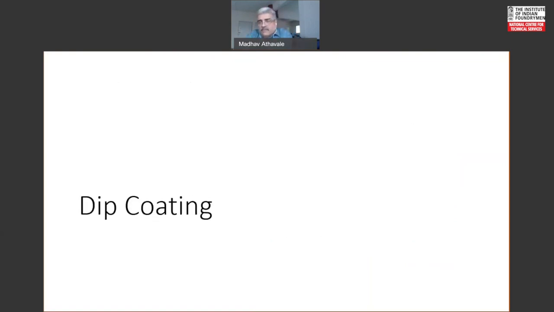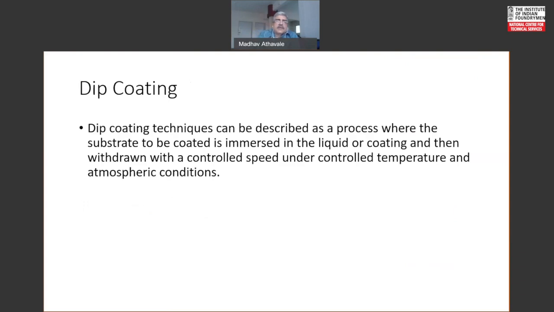Now let's look at dip coating, which is one of the most popular ways of applying coating, especially on cores in mass production units, whether it is automotive, particularly automotive, or even non-automotive, but where the numbers are large and cores are small. So very simply, the dip coating technique can be described as a process where the substrate to be coated, that is your core to be coated, is immersed in the liquid or a coating and then withdrawn with a controlled speed under controlled temperature and atmospheric conditions.